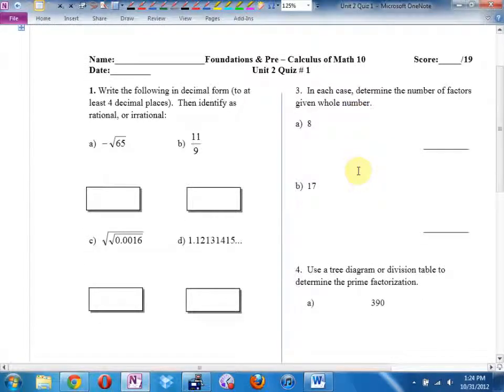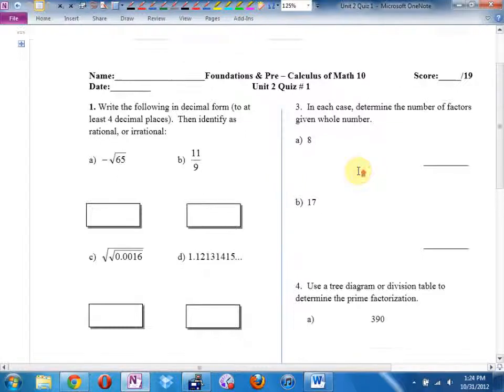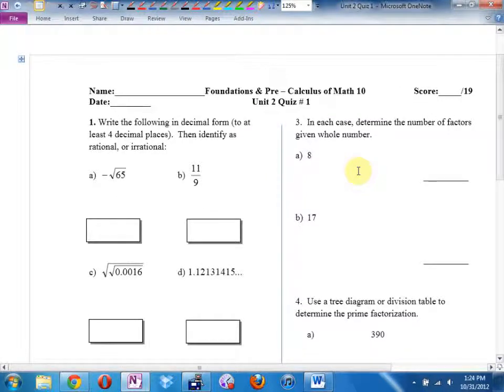Number 1 said, write the following in decimal form to at least 4 decimal places, and then identify as rational or irrational. What I really want to know is, can you tell whether it's a rational or an irrational number? So let's see. Number 1, what's the symbol for rational? Do you remember? Q or Q bar. Number 1, I think, ends up being irrational.